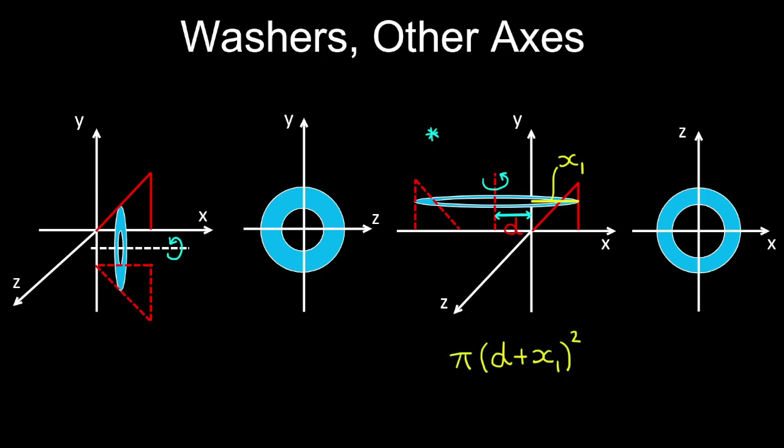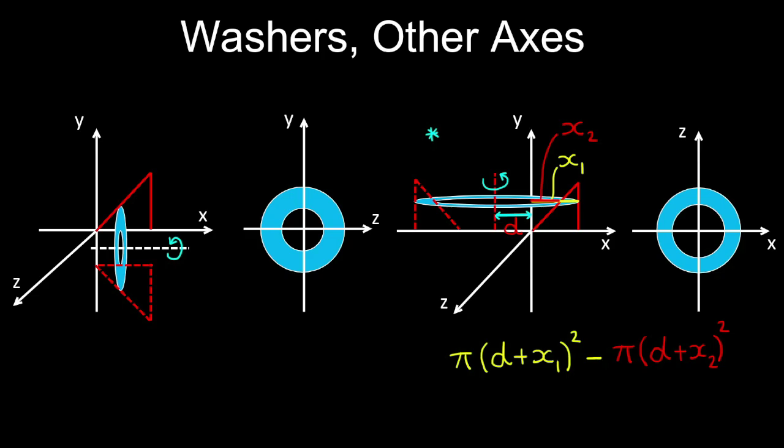And then we subtract the area of the inner circle. So the radius of that inner circle is going to be d plus this distance over here, which we'll designate as x2. And then squaring that and multiplying by pi gives that area of the inner circle.